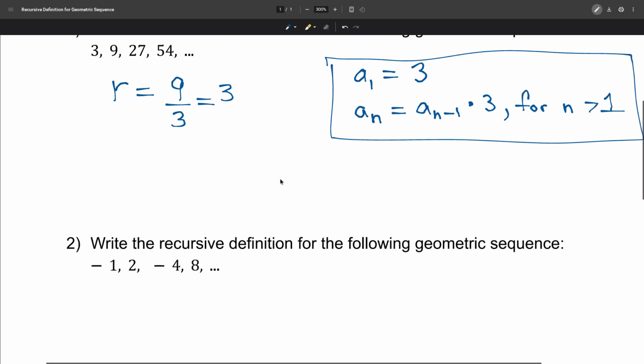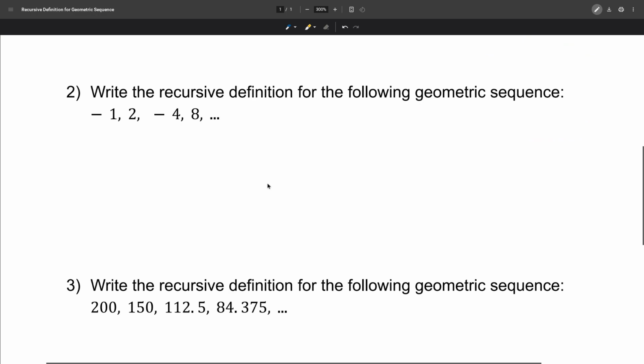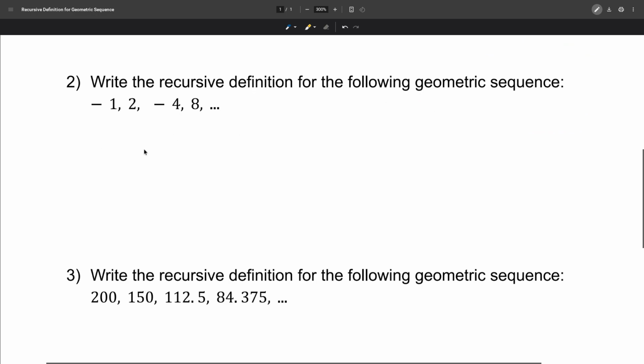Let's try another one. Problem 2, write the recursive definition for the following sequence. Okay, so we're going to figure out the common ratio r. That's going to be 2 divided by negative 1. So our common ratio r is going to be negative 2.